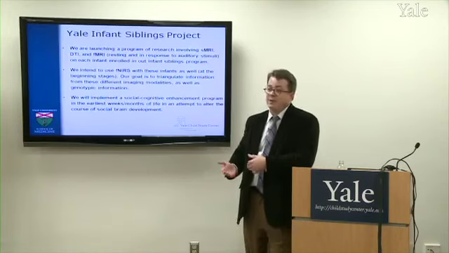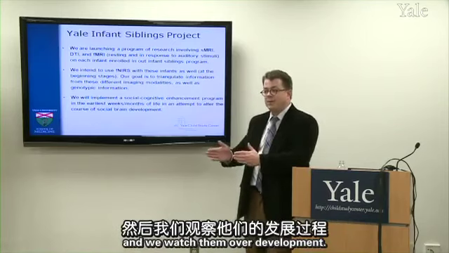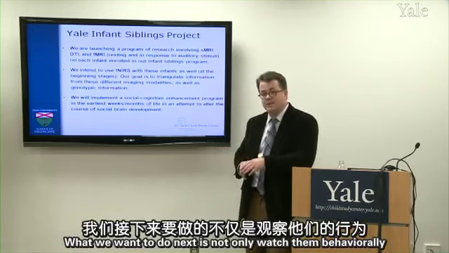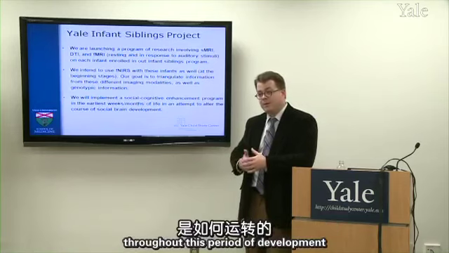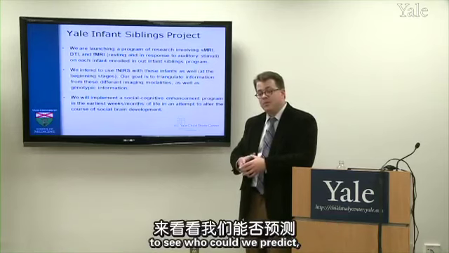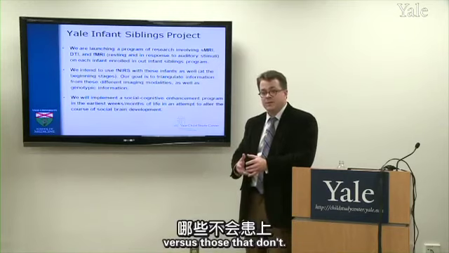But they haven't yet. And we compare those to kids that are at normal risk for developing autism, and we watch them over development. And so what we want to do next is not only watch them behaviorally, but start to try to understand how their brain is functioning throughout this period of development, to see if we could predict which individuals would develop autism versus those that don't.